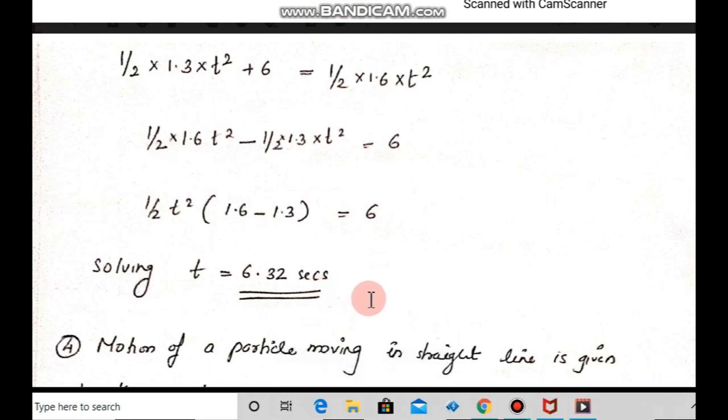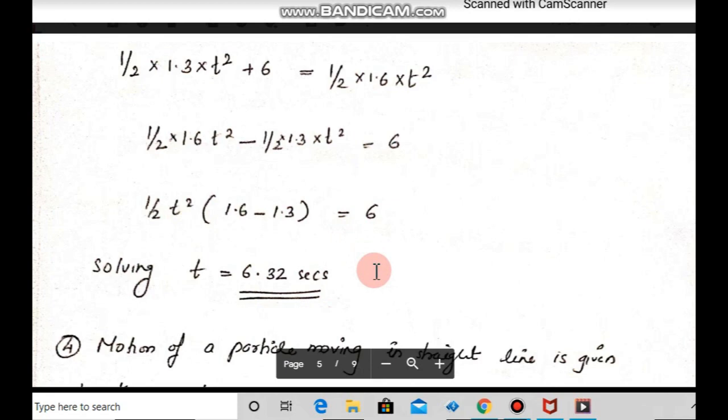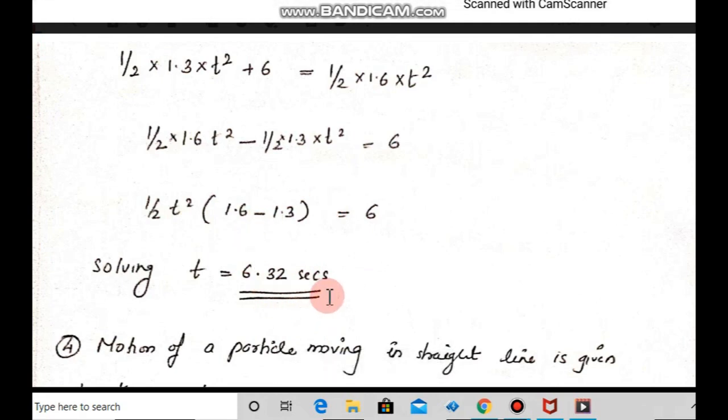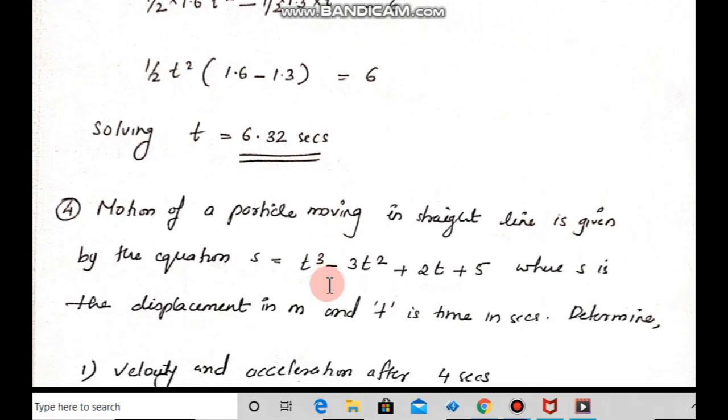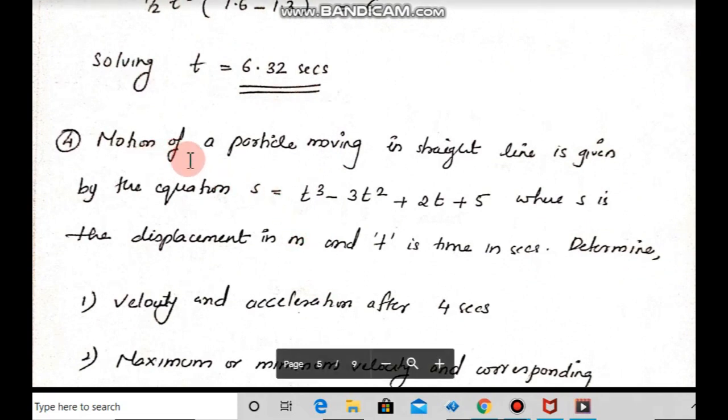So that's the answer. Maybe since it's T square, one negative answer also you may get, but you don't have to take it, time is not going to be negative. So this is the answer, or the time for overtaking P. This is a very easy problem. So you should be very careful that you use only the 3 equations of motion to solve the problem in rectilinear motion. So next, this is a different problem.